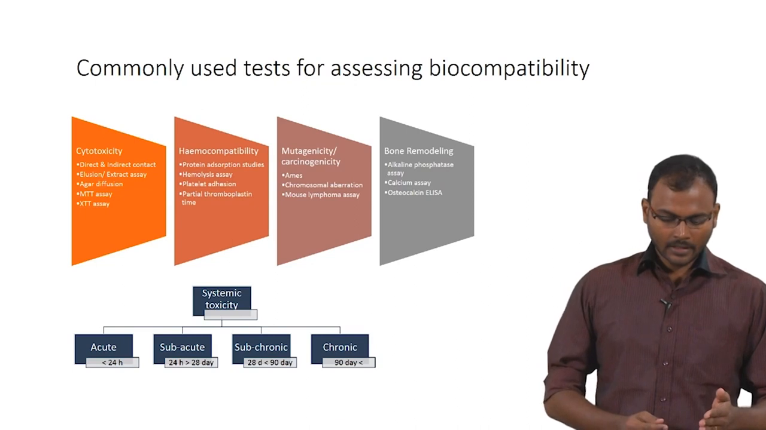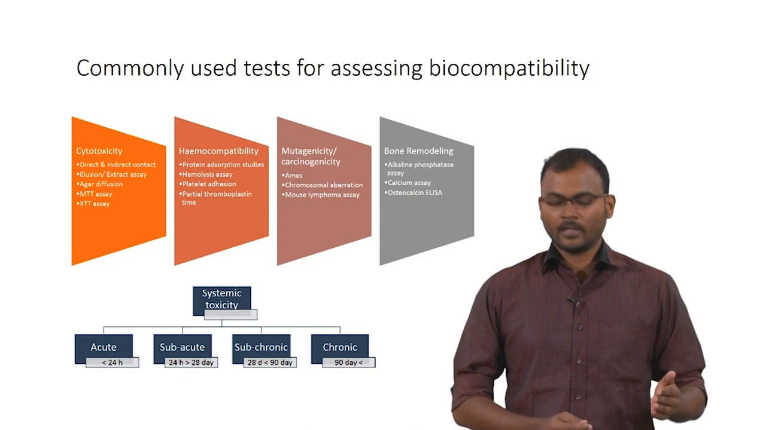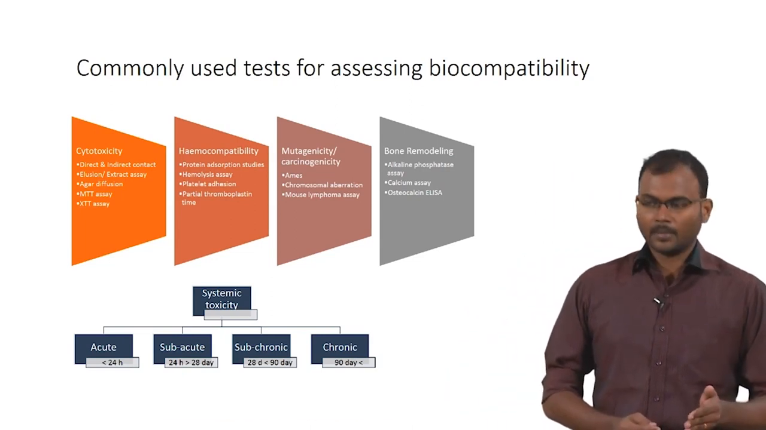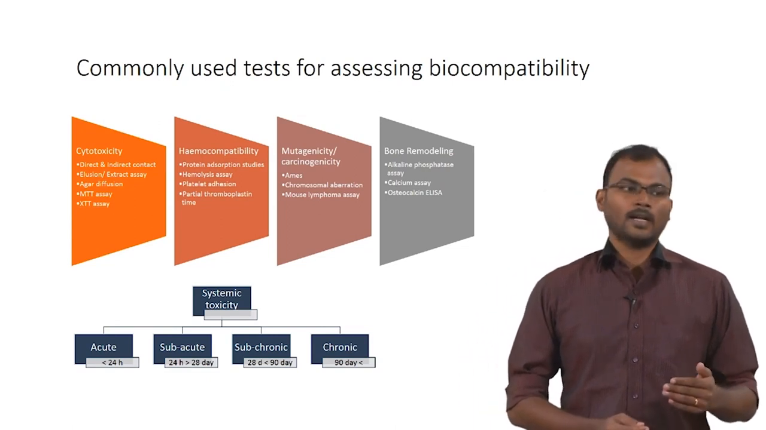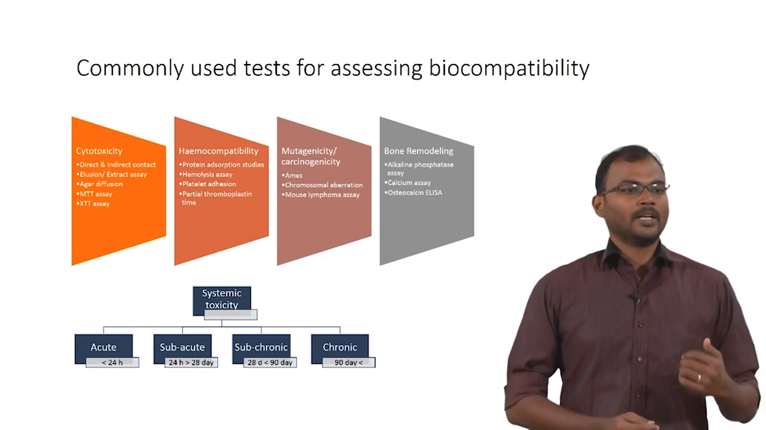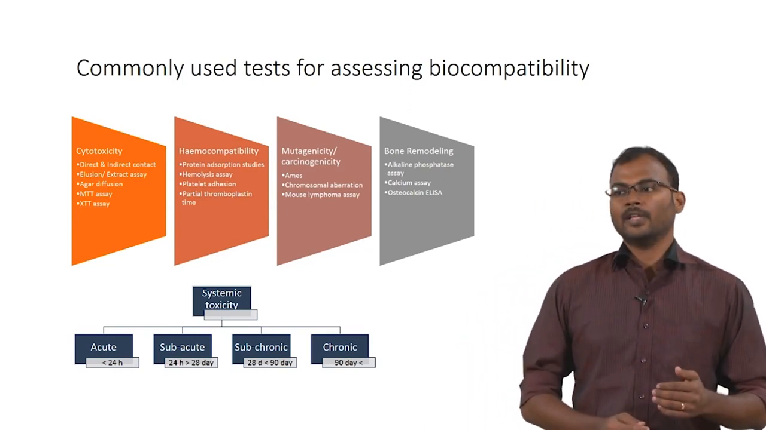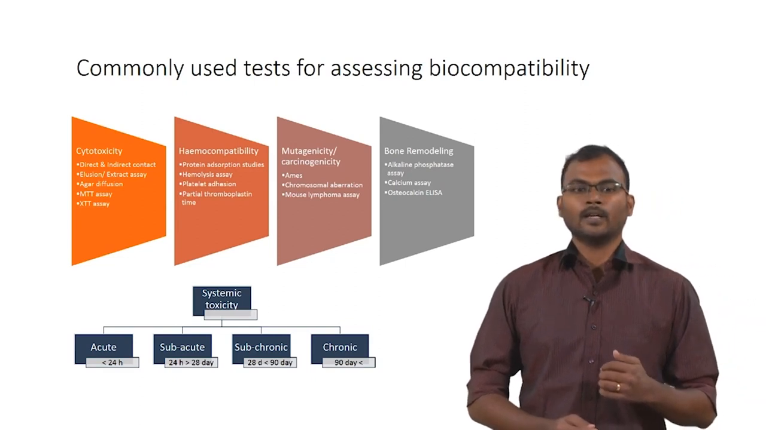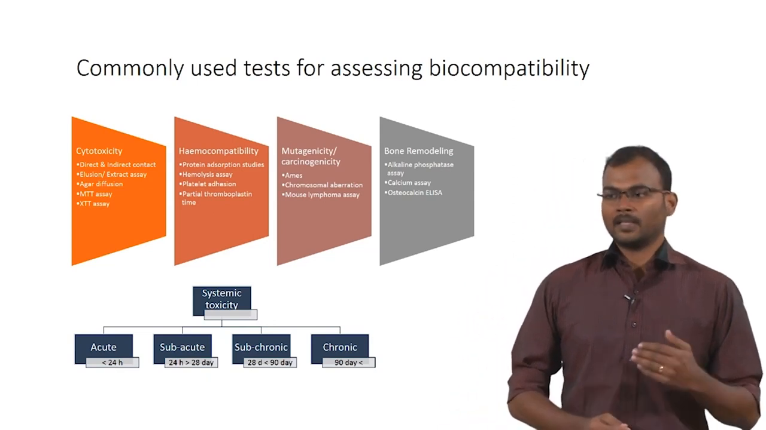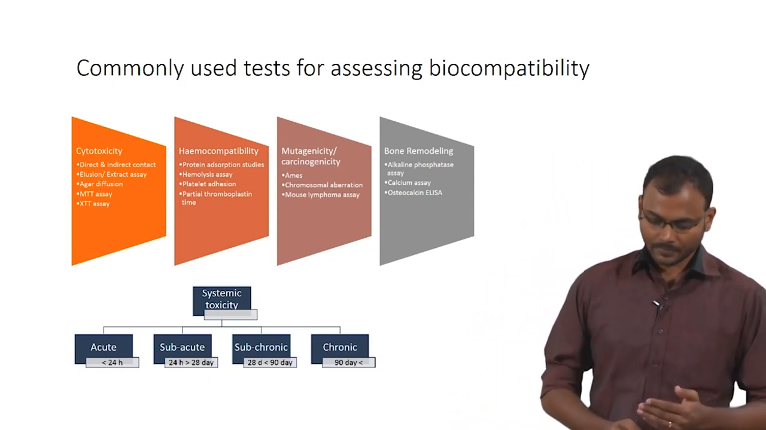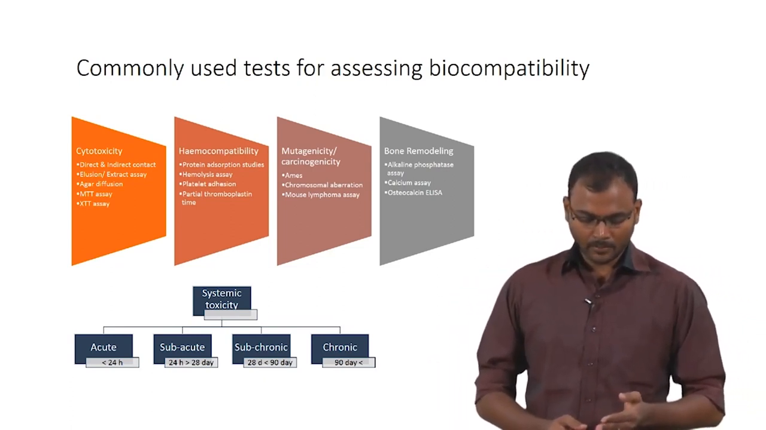In cytotoxicity, I will explain all the assays in detail. It has direct and indirect contact tests and a couple of experiments, the MTT assay and the XTT assay, which are used for calculating how toxic your material is to the cells. Hemocompatibility experiments will tell you whether your material is causing any damage to the blood cells or leading to platelet aggregation or blood clot formation. For mutagenicity and carcinogenicity, there are the Ames test, chromosomal aberration, and the mouse lymphoma assay.